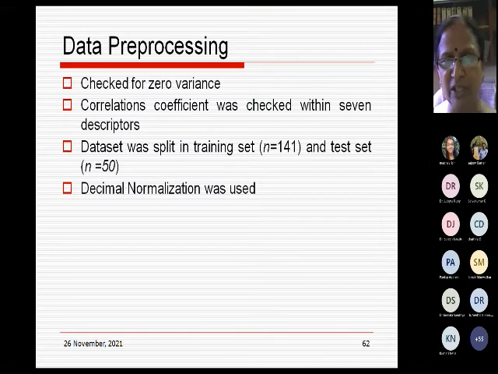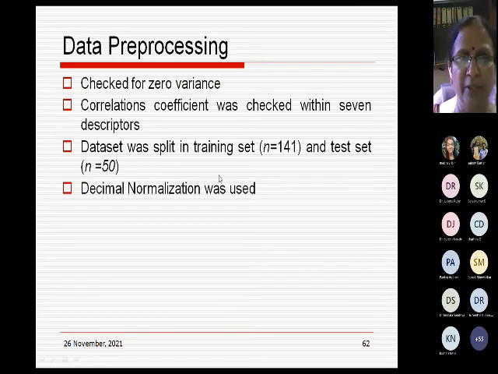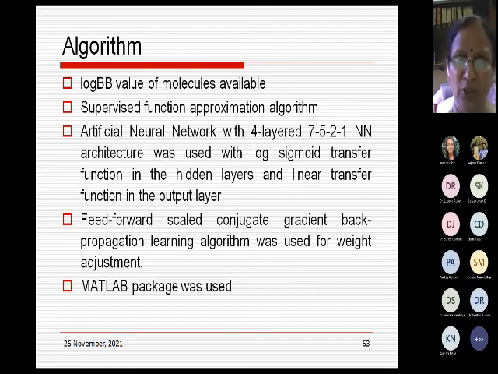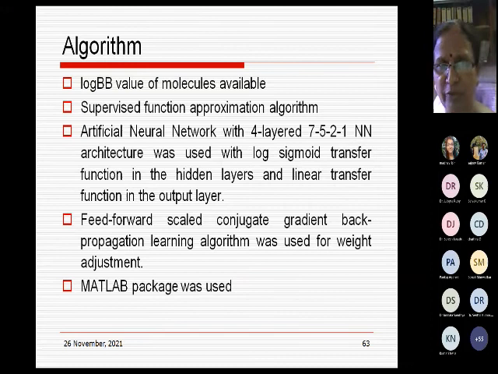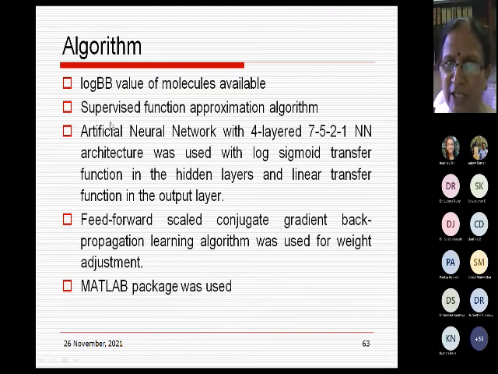Then the splitting was done for this data set. 141 we used in the training set, and 50 we used in the test set. And decimal normalization we used for the normalization part. The log BB value of all the molecules is the output variable, because we selected only those molecules which had the log BB value. The supervised function approximation algorithm, that is the artificial neural network algorithm, we have used.